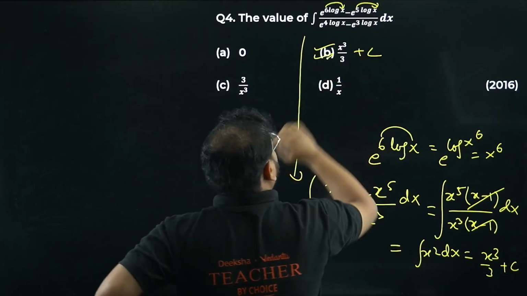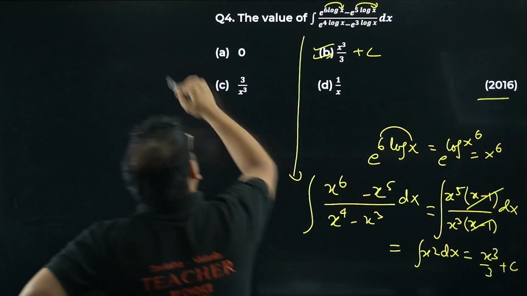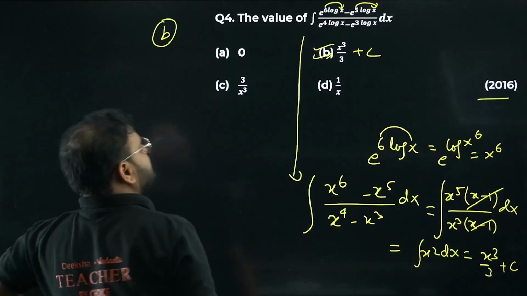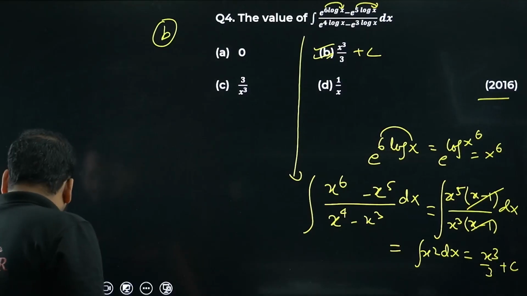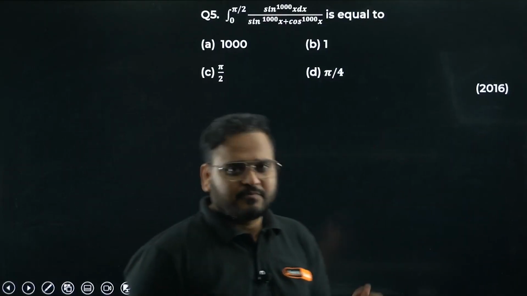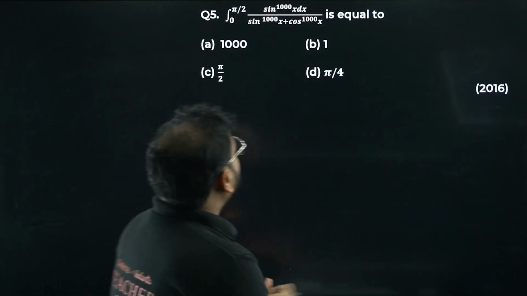Option B is correct, please check. Option B is correct; it was asked in the PYQ 2016. Okay, so the 4th is done. Moving on to question number 5 now. I hope you enjoyed question number 4. Very simple, right?